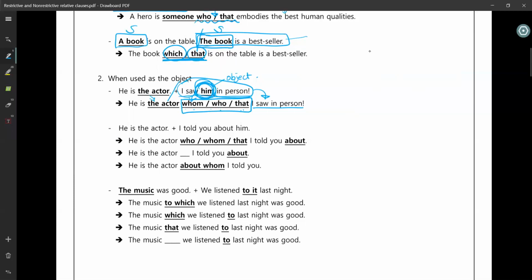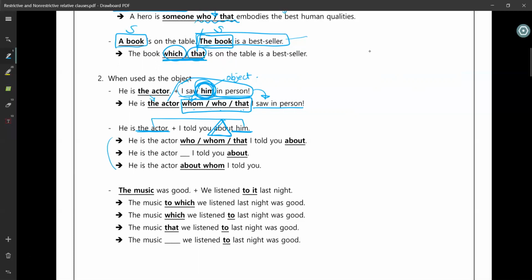Let's say we're talking about he's the actor. Okay, I told you about him. So this guy and this guy is the same guy, right? Now, one thing that's different from the previous example is that we now have 전치사, a preposition about. What are we going to do? Well, there are these ways that you can deal with this.